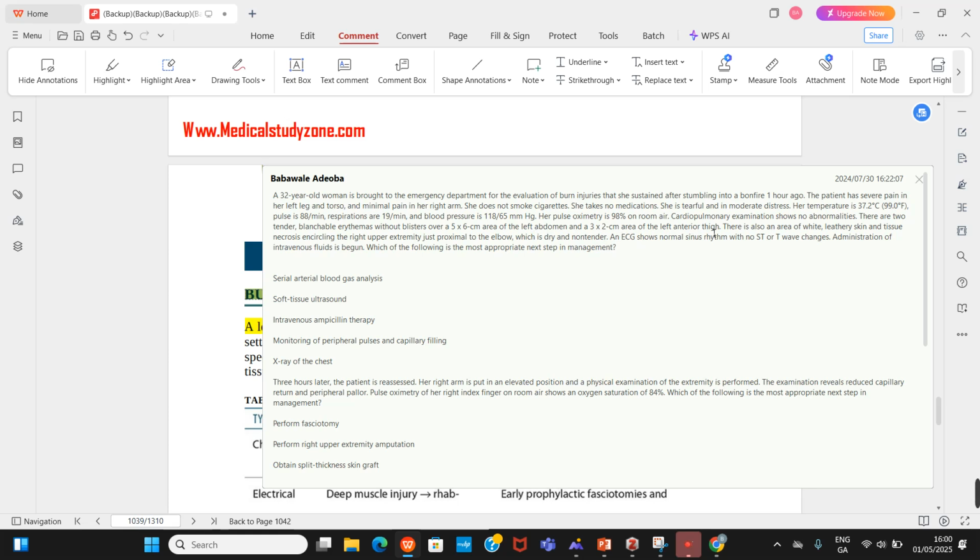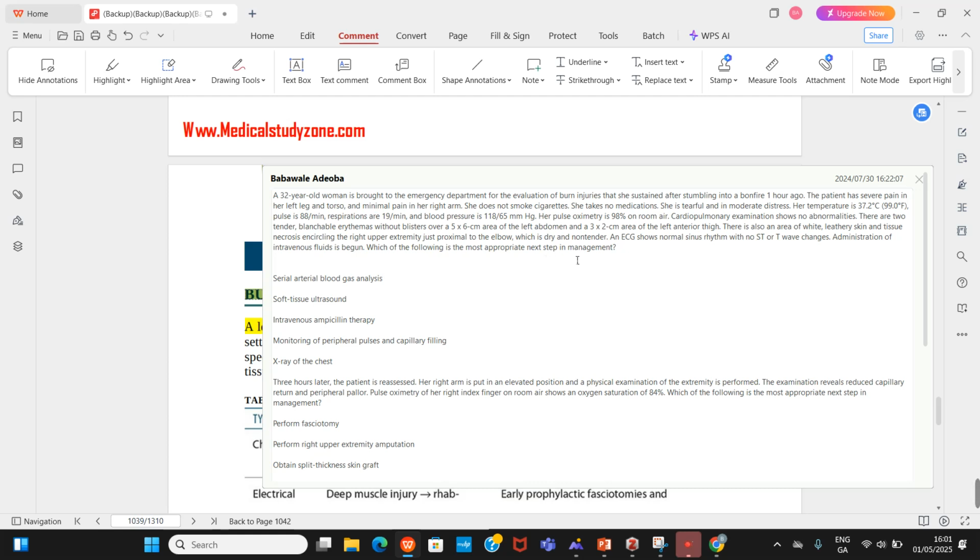There's also an area of white leathery skin and tissue necrosis encircling the right upper extremity, just proximal to the elbow. What kind of burn is that? Fourth degree, yes, I agree. But what is that specifically describing? Circumferential. So what is this guy going to benefit from? Escarotomy. ECG shows blah, blah, blah. Admission of IV fluids. Which one is the most appropriate next step in the management?